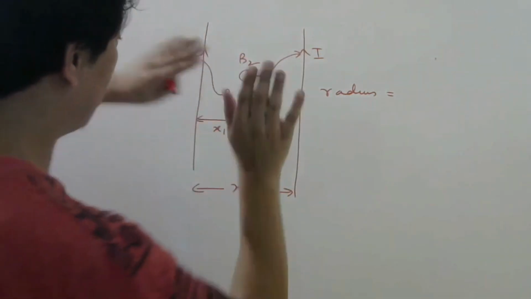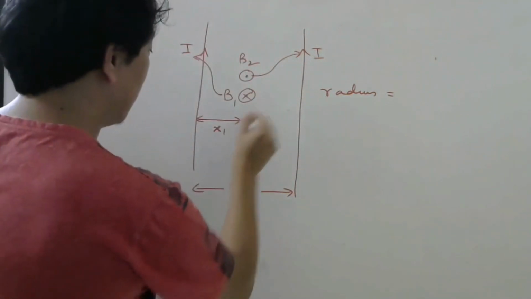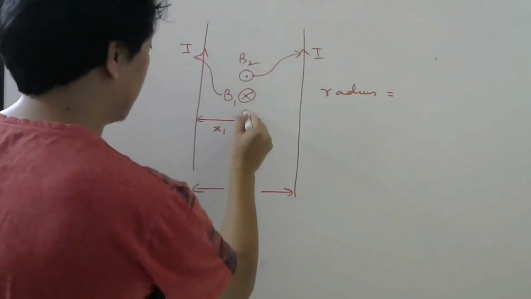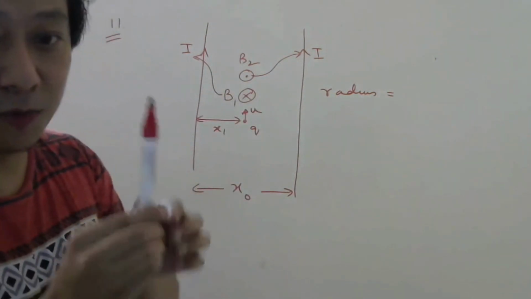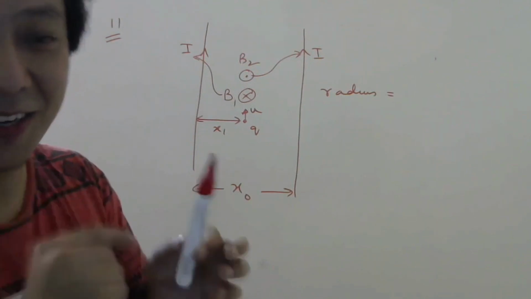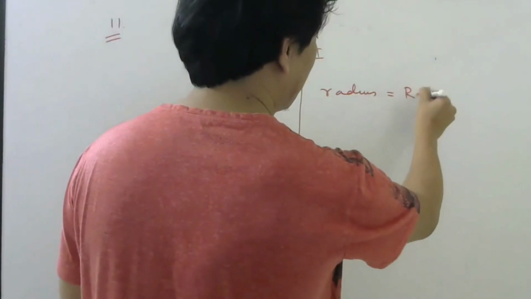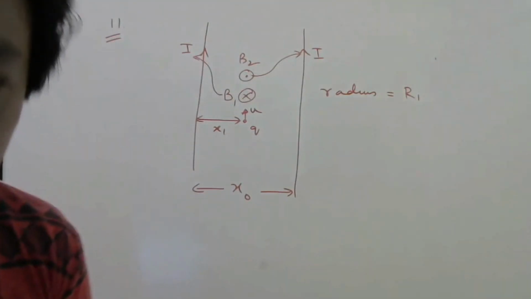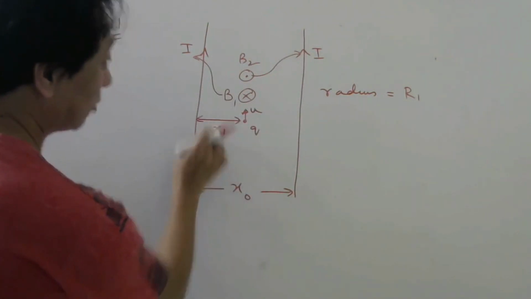So since the magnetic field is perpendicular, either this or this, and this charge is moving in this plane with some velocity u, it is very clear that when a charge moves in a perpendicular magnetic field, as I told in the first session, it moves in a circular path. So the radius of that curvature is given as r1, when the currents are in the same direction.